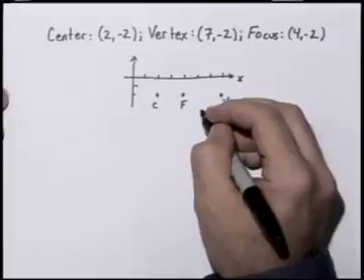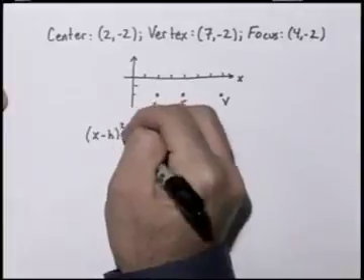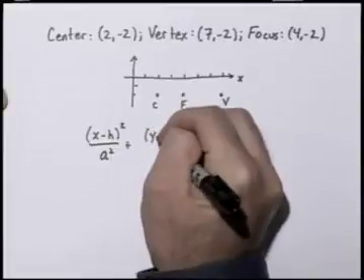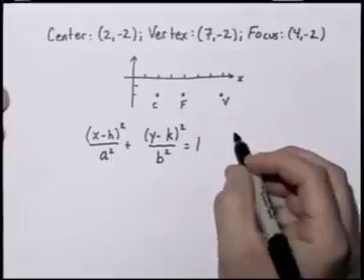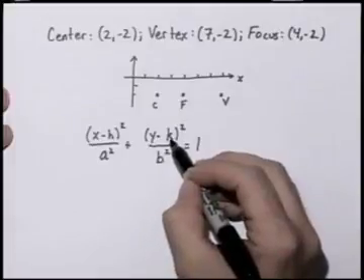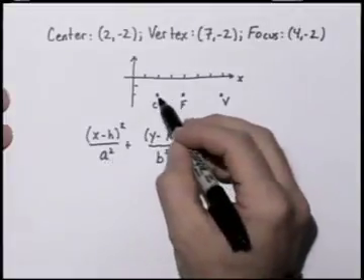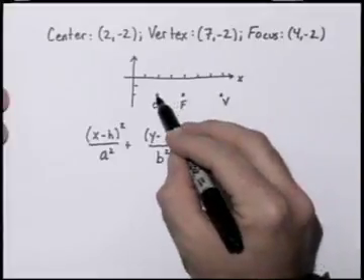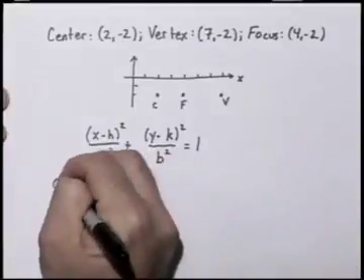Because the major axis is parallel to the x-axis, the equation of the ellipse is going to be of the form (x - h)² / a² + (y - k)² / b² = 1, where h represents the x-coordinate of the center, k represents the y-coordinate of the center. Remember, a represents the distance from the center of the ellipse to a vertex. The distance from (2, -2) to (7, -2) is a = 5 units.